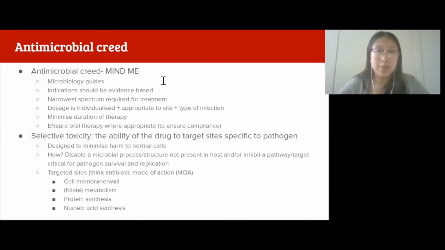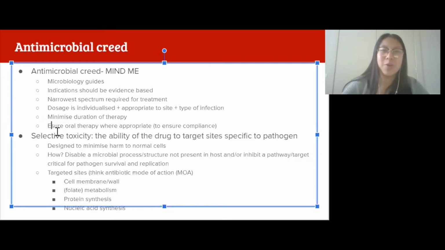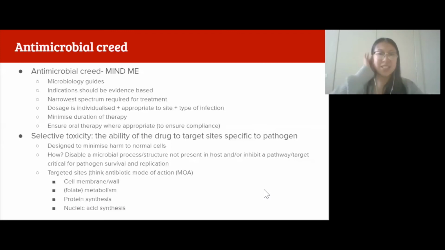N is narrowest spectrum. So the narrowest spectrum should be used for treatment. D is dosage, so individualized dosage, make it appropriate to your patient, to the site of infection and the type of infection they have. M, minimize the duration of therapy. And E, ensure oral therapy is used when appropriate. So basically that's the idea where you want to ensure patient compliance. That's what that's for. Okay, selective toxicity.